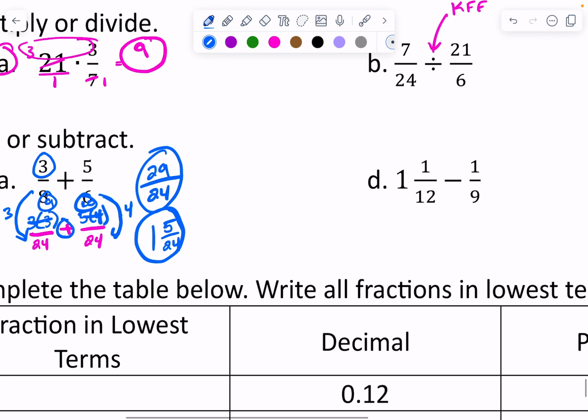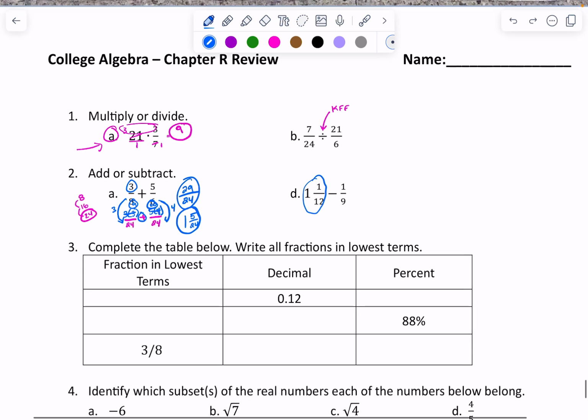All right, D is subtraction, but the only thing that you'll have to do differently is the 1 and 1/12. You'll have to change that into an improper fraction, so going back the other direction. See if you can figure out how to change that to an improper fraction, and then find your common denominator and subtract, okay?